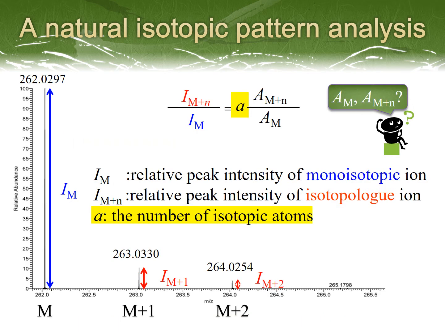We can estimate it according to this equation, where Im, the blue-colored arrow, is the relative peak intensity of the most abundant peak, namely it is 100. Im plus N, the red-colored arrows, are the relative peak intensities of isotopolog ions. For example, in the case of carbon content analysis, Im plus 1, illustrated in the red arrow, is about 0.09. A is the number of carbon atoms. Im and Im plus N will be shown in the next slide.